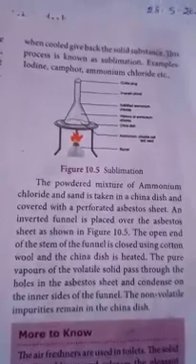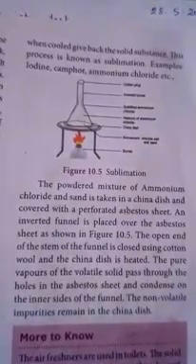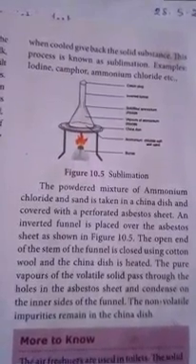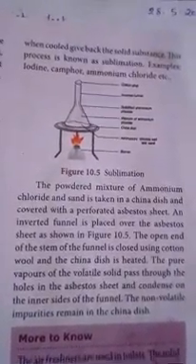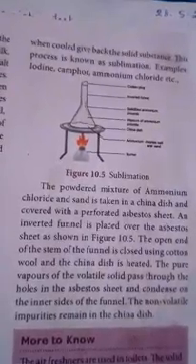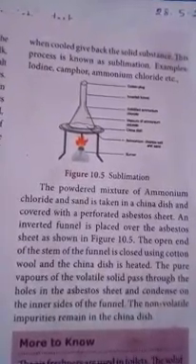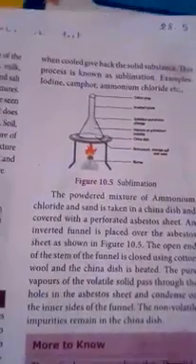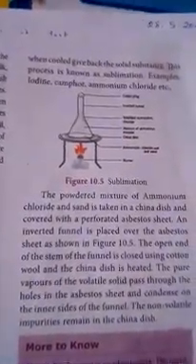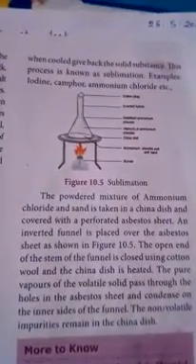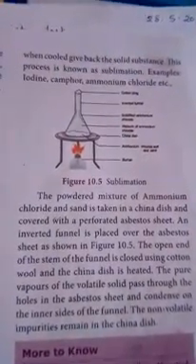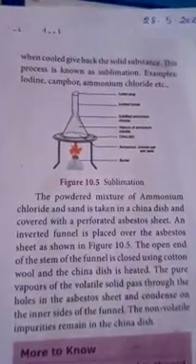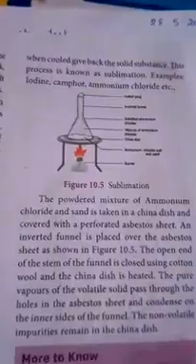The pure vapor of the volatile solid passes through the hole in the asbestos sheet and condenses on the inner side of the funnel. The non-volatile impurities remain in the china dish. In the sublimation process, the easily evaporable substance vaporizes first, then the remaining substance is left behind.